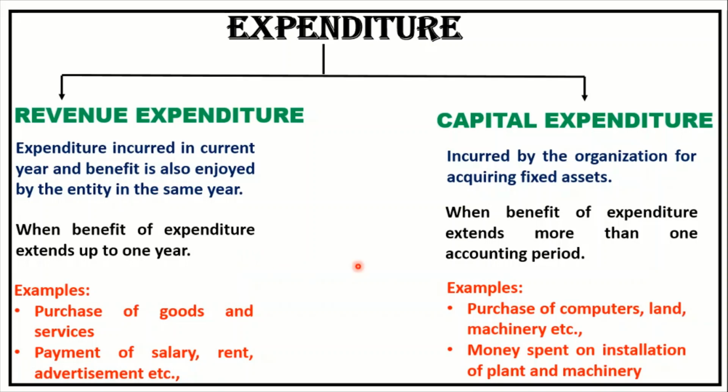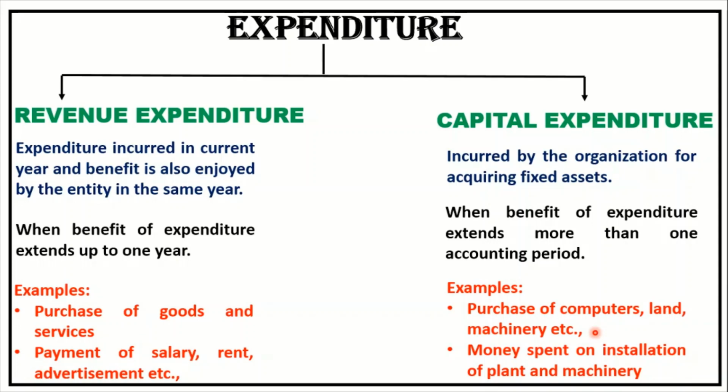Capital expenditure, on the other hand, is basically the expenditure which extends to more than one accounting period. The payment is done, but the benefit is not exhausted within 1 year. In fact, the benefit you are going to avail is for more than 1 year. So purchase of computer, land, machinery, or furniture, this is all your capital expenditure.